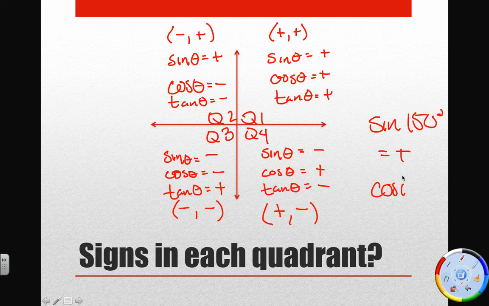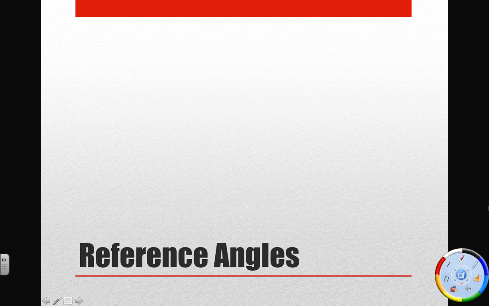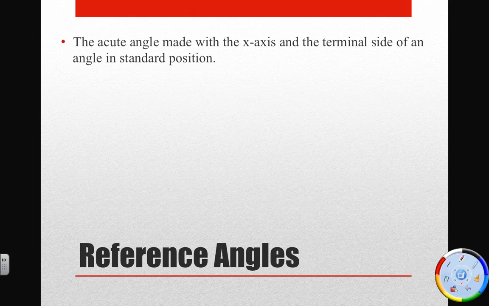If I was to ask you to find the cosine of 150, cosine 150 is in quadrant 2, cosine is negative in quadrant 2, so the answer is going to be negative. All right, we're going to use this to our advantage here in just a moment. But first we have to learn something else. We have to learn this idea of a reference angle.